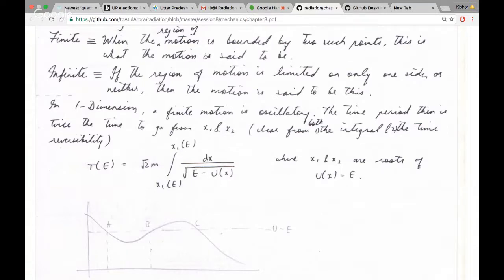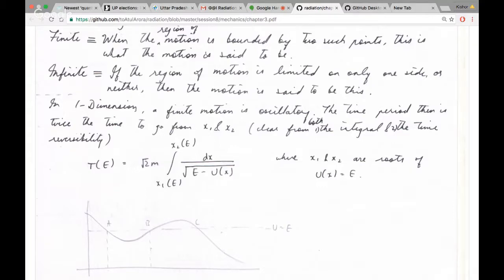Okay. So in one dimension, a finite motion is oscillatory. Yeah, right. It will go and come. The time period is then said to be the time to go from x1 to x2 twice. Okay, twice the time. Yeah, twice. Clear from both the integral and the time reversibility. So from there you get this thing, the integral from x1 to x2 of dx under root 2m, where x1 and x2 are the roots of U(x) equal to E.